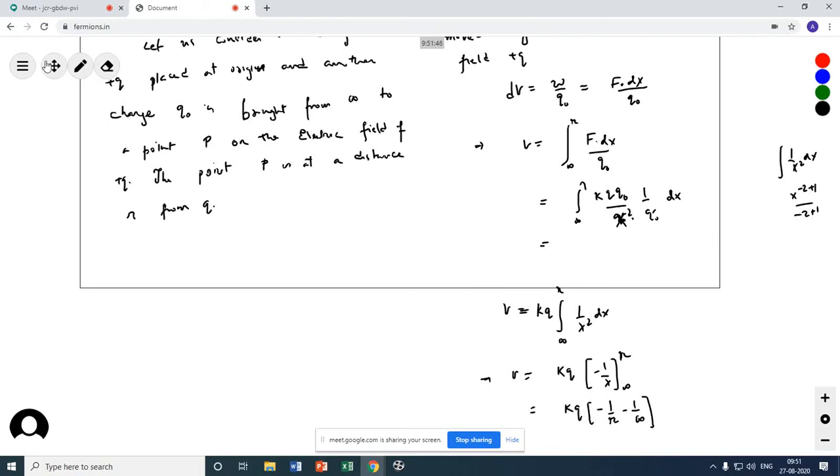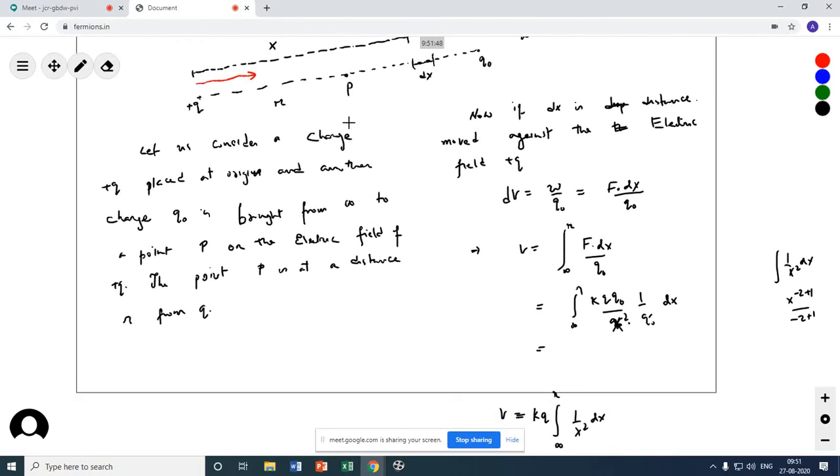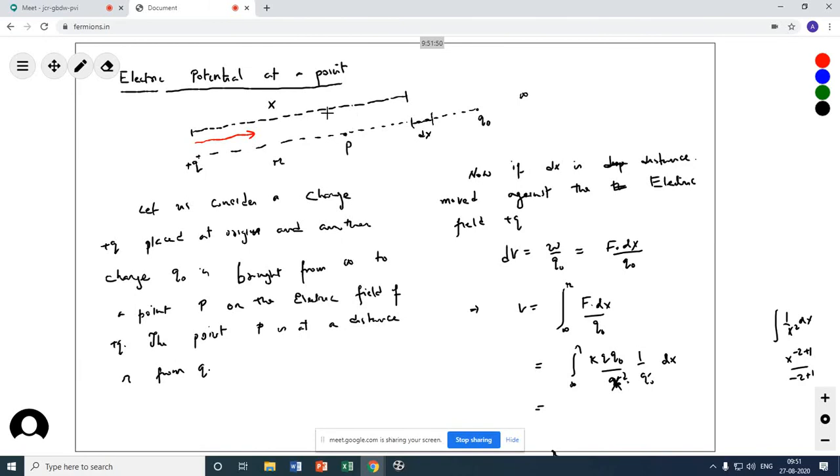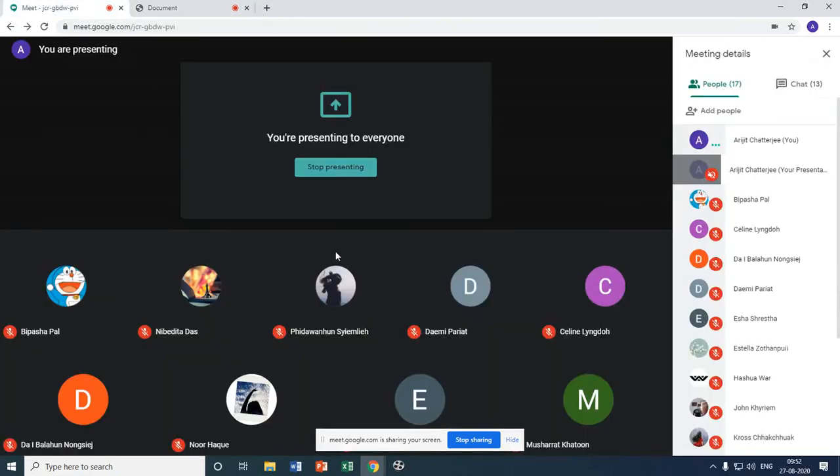Let it be. But wait a minute. Come to this direction, come to this one. So, electrostatic force of repulsion is which side? At this point P, the force of repulsion is this way. Hold on a minute, please.